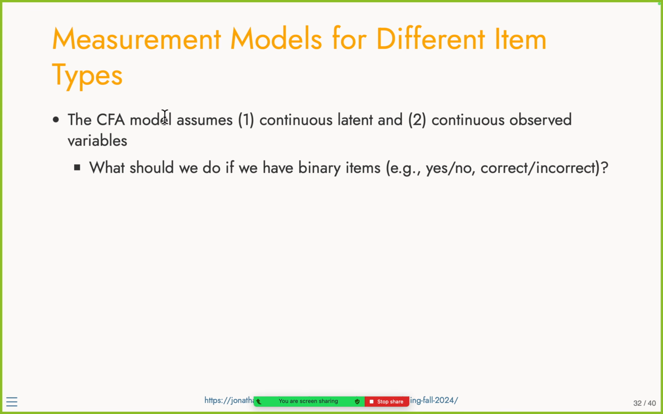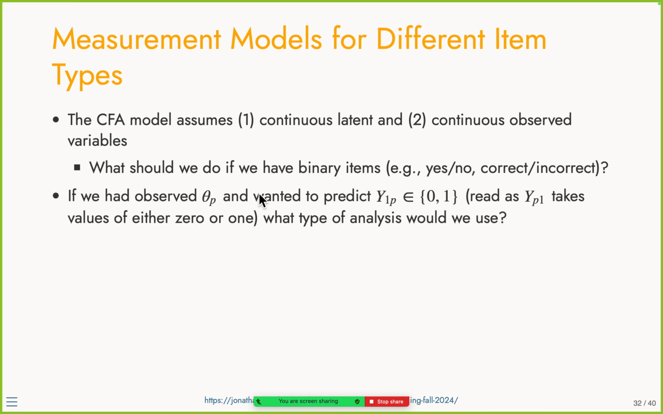All right, so what would we do, for example? Let's take our example we led class with, a 5-item Likert scale, 5 items with 5 options each. And then the second example, I made one binary data, right? Yes, no. What would we do if we had binary items? Well, if we had observed theta, again, we're starting with observing theta and then flipping to not observed, and we wanted to predict y that was either a 0 or 1, that's what this notation means, y is in the set 0 or 1, what type of analysis would we use?